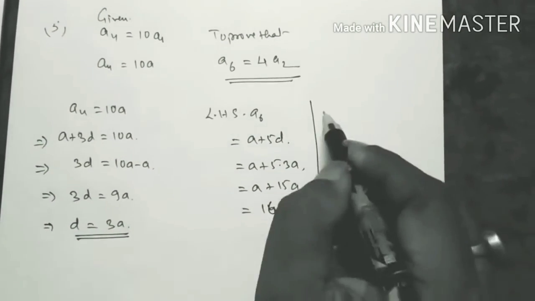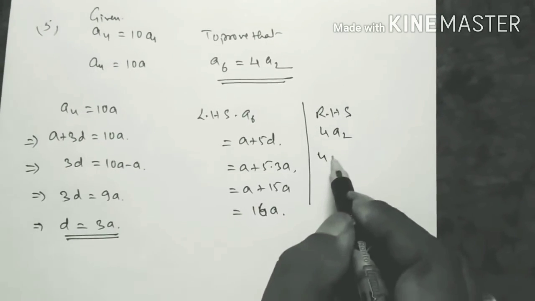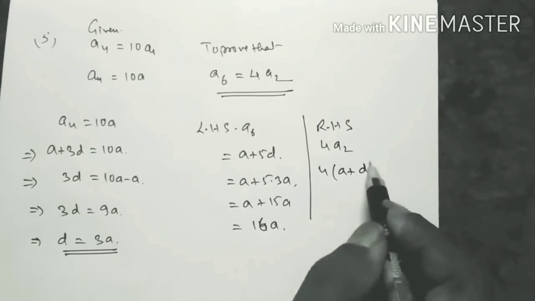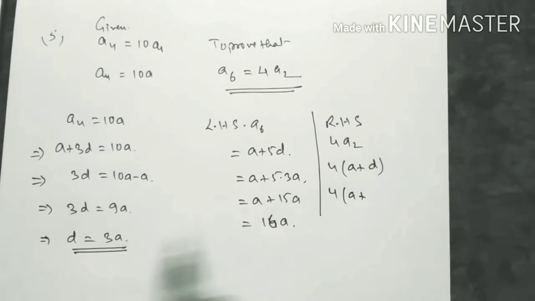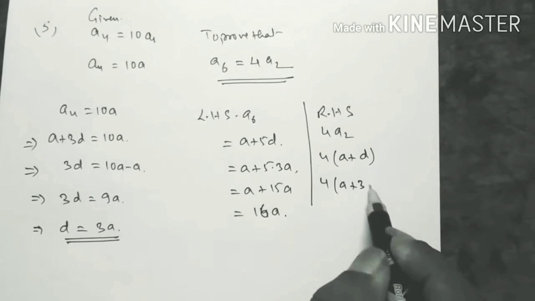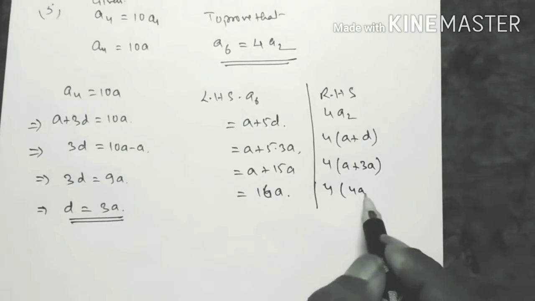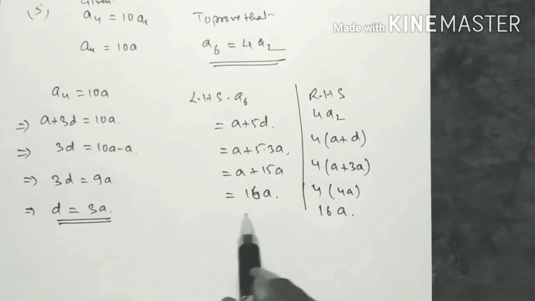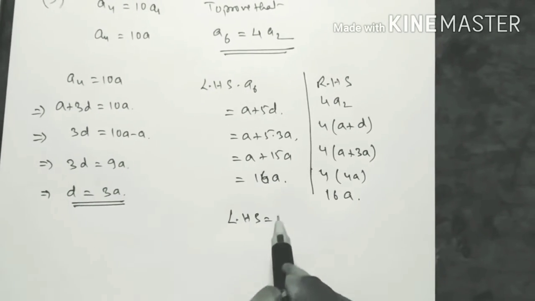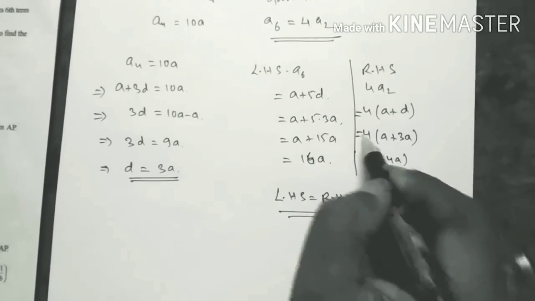Now we move to the right hand side, that is 4 into A2, that is 4 bracket A plus D. Here the value of D is 3A. I am putting the value of D here, so this is equal to 4 times 4A, and this is 16A. Therefore, we see that the left hand side is equal to the right hand side. This is proved.